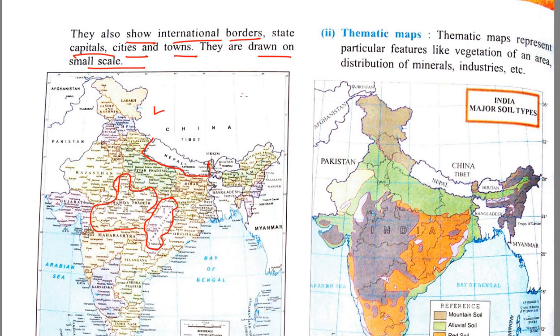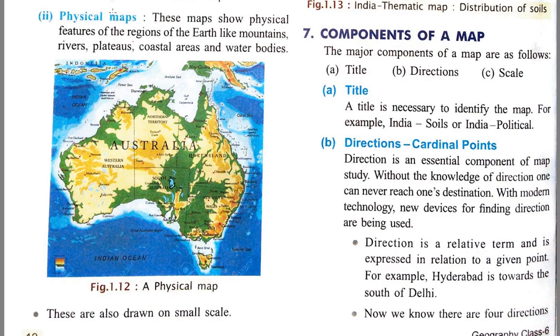So these are small scale maps, as well as political maps. Then another type of map, physical maps, shows physical features. That means on the basis of the name, we can easily identify what type of maps they want to show. Physical means physical features of regions of the earth like mountains, rivers, plateaus, coastal areas and water bodies. Those physical features they show with the help of physical maps.